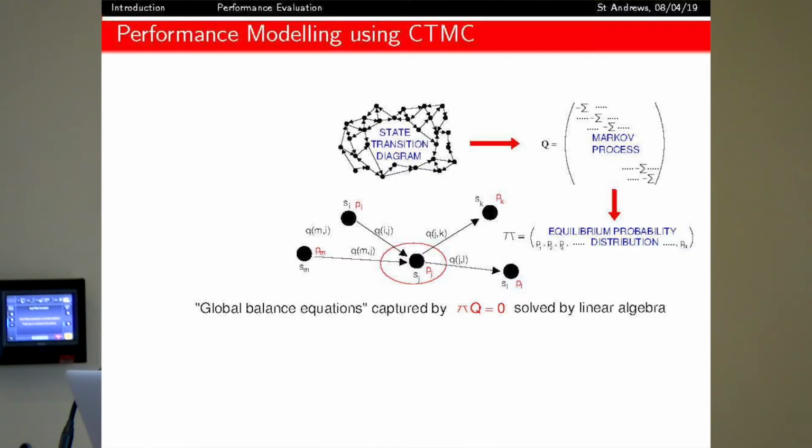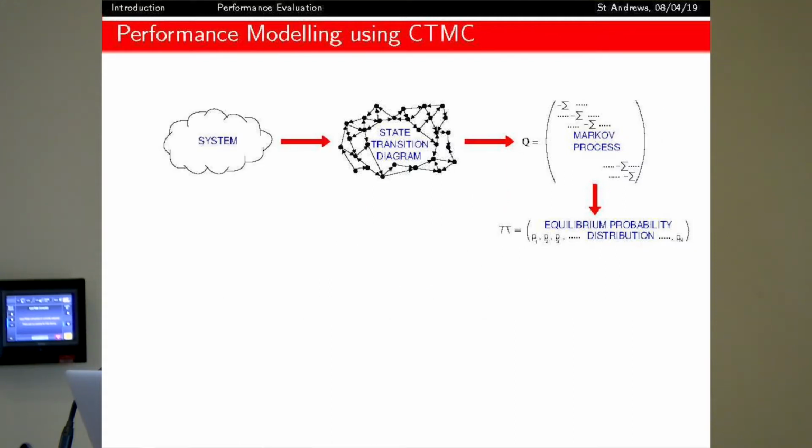Okay? And so because of that, we can just use linear algebra to solve and get this probability distribution that we're interested in. And we're interested in that because we can derive all kinds of performance measures from that steady state probability. So the steady state probability will tell us the utilisation of certain resources. We look at those states where it's used or not. We can work out things like throughput, and then we can also work out response times.